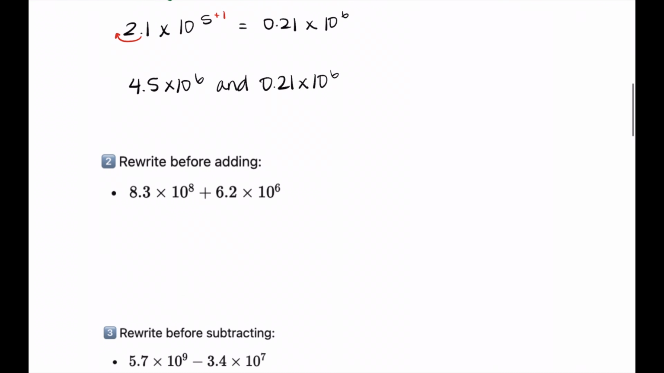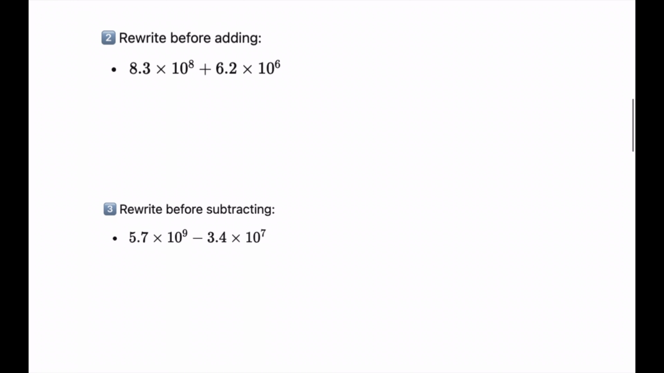For number 2, we're going to do the same steps. We're going to rewrite the two numbers, but also we're going to add them. So looking here, we have 8.3 times 10 to the 8th plus 6.2 times 10 to the 6th. We're going to convert that 10 to the 6th to 10 to the 8th.